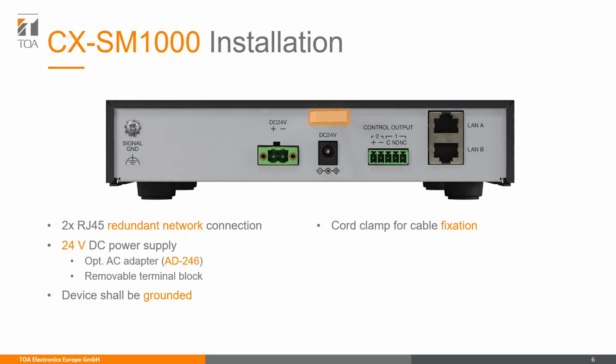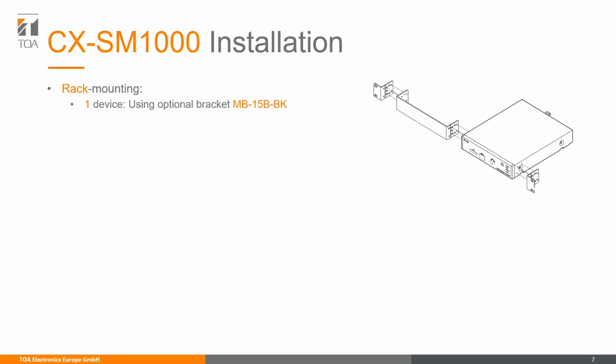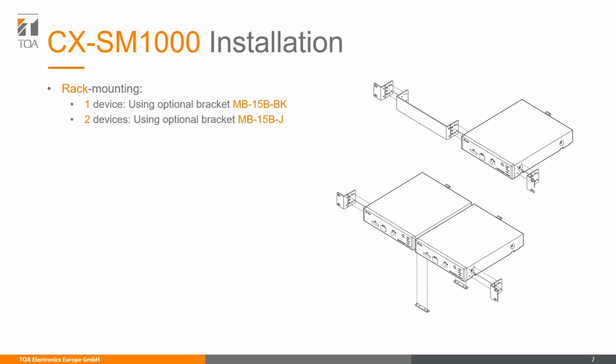If you want to mount this one unit size device in a rack, then you have two options. Using the optional bracket MB15B-BK. This will add a blank panel next to the system manager. Or you choose to mount two devices next to each other. You don't have to use two system managers for this. You could also use another device from the series or another TOA product, like receivers for wireless microphones. In this case, you need the MB15BJ.